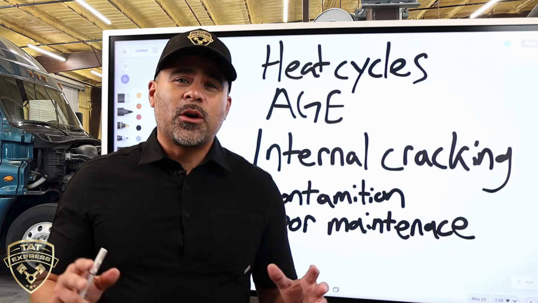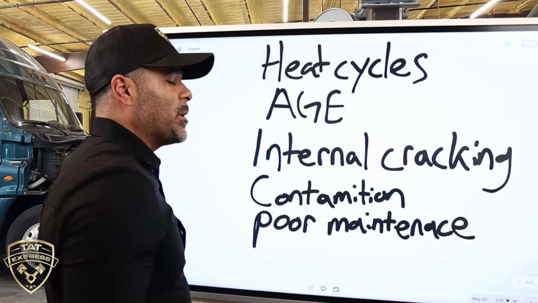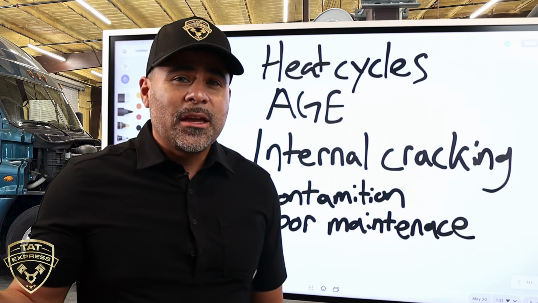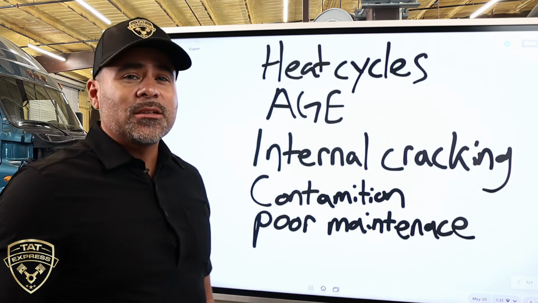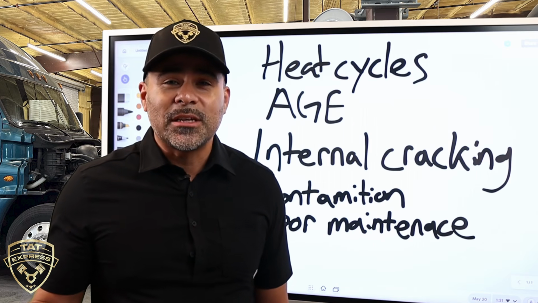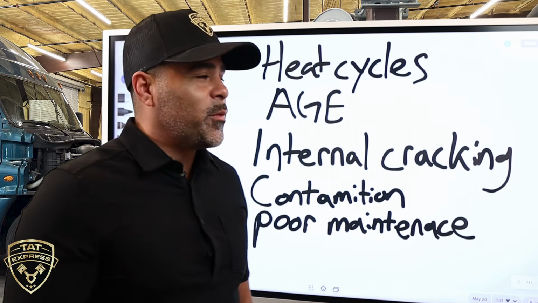So why do oil coolers fail? Well, a lot of different reasons. You have heat cycles that happen 1,000 times a minute. Now, this happens throughout the day, heat getting hotter, colder. You have age. Nothing's going to last 1,000,000 miles, especially an oil cooler. It's not going to last over 1,000,000 miles. Anything over 500,000 miles, you can expect an oil cooler failure.